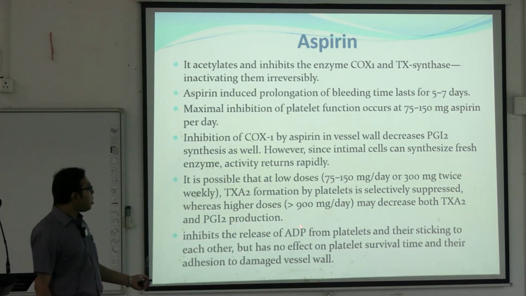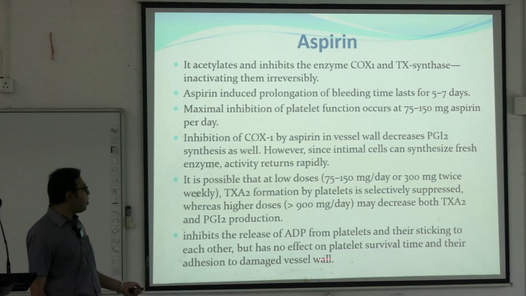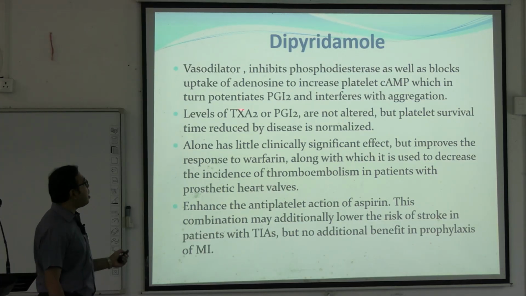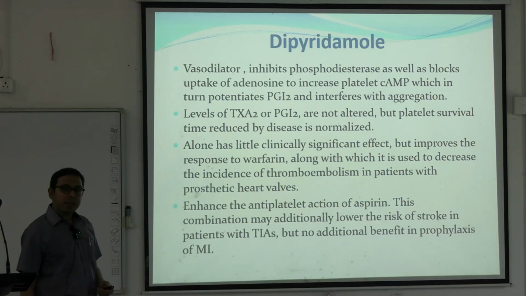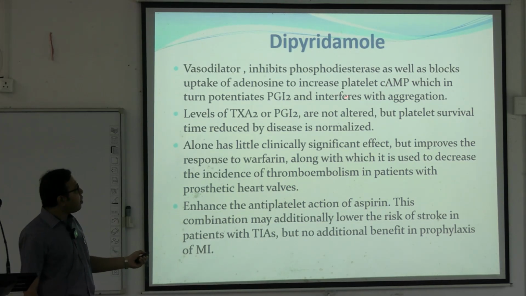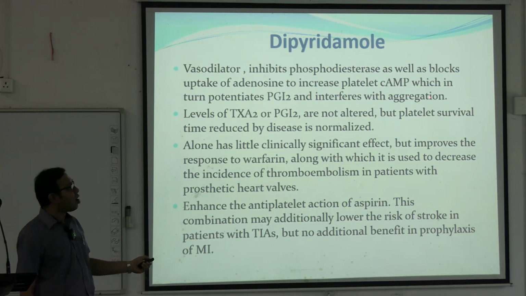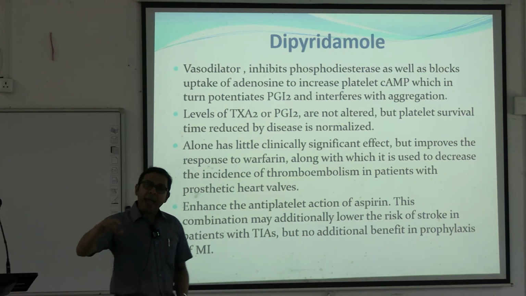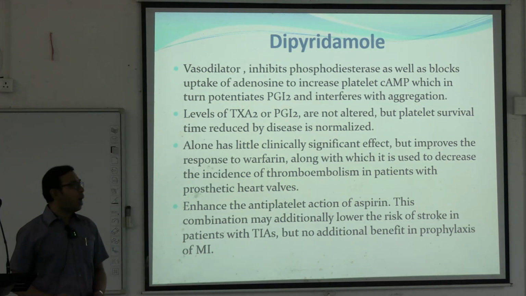It also inhibits the release of the ADP from platelets, so they stop sticking to each other, but has no effect on platelet survival time and their adhesion to the damaged vessel wall. Next is dipyridamole. Dipyridamole is basically another vasodilator which inhibits the phosphodiesterase enzyme as well as the uptake of the adenosine, ultimately to increase the platelet cAMP, which in turn potentiates the prostacyclin I2 and interferes with aggregation. So basically it blocks the phosphodiesterase and potentiates the action of the prostacyclin I2 by a different mechanism.